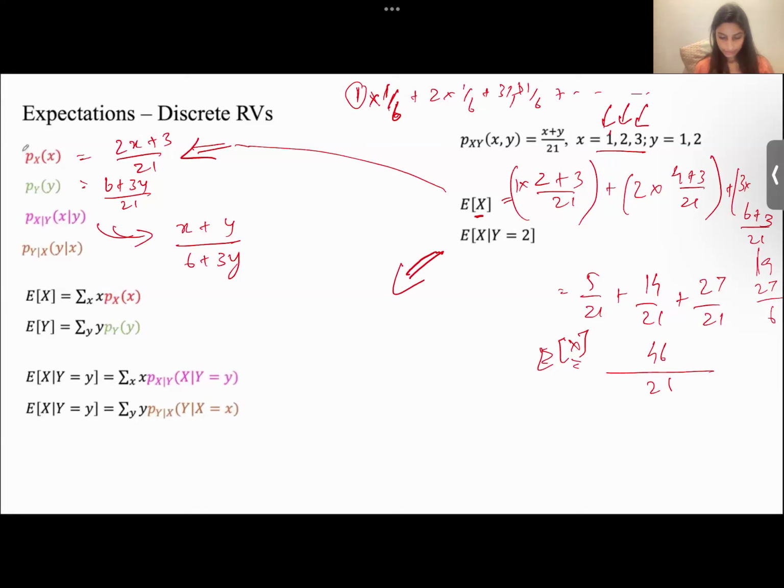Now for conditional expectation, E of x given y is equal to 2. For y, the value is fixed, so you just substitute it here. So (x plus 2) divided by (6 plus 3 2s are 6), so 6 plus 6 would be 12. So (x plus 2) by 12. And you do the same thing now here.